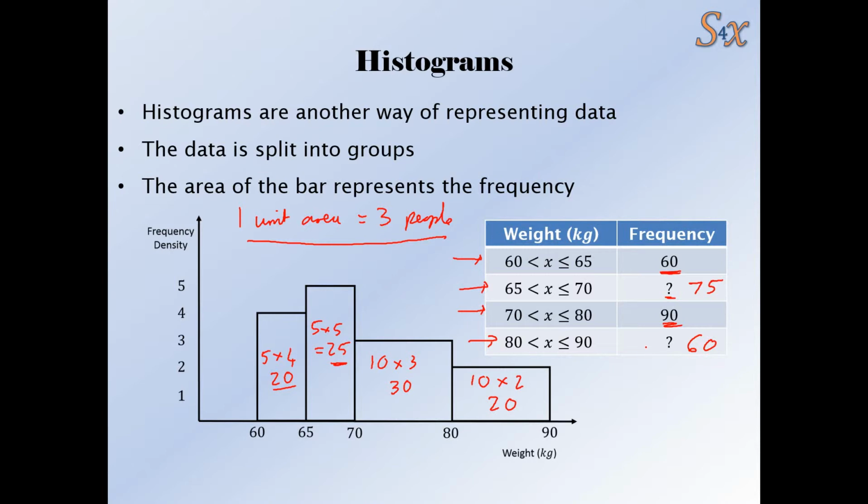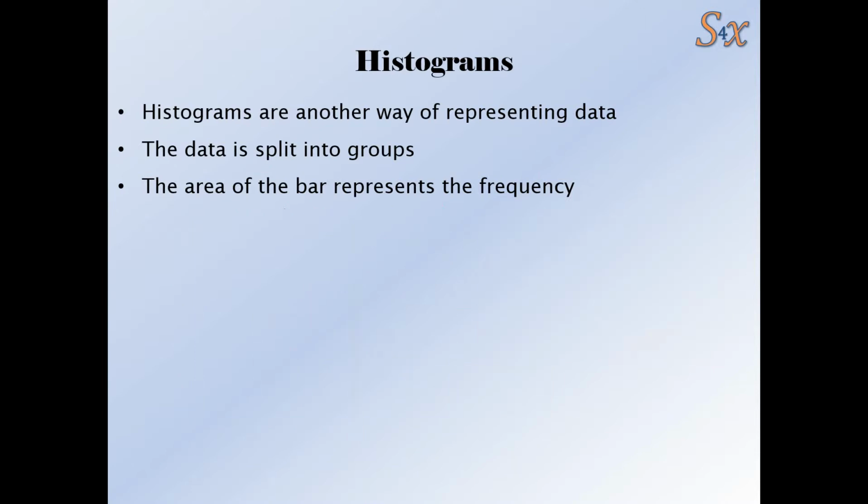Okay, so hopefully that made sense. I'm just showing you that the area of the histogram and the frequency it represents don't necessarily match up. It's just proportional to each other. Sometimes we need to find that scale factor. And I've got one more example for you on that.